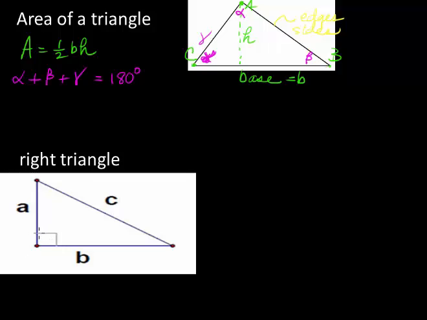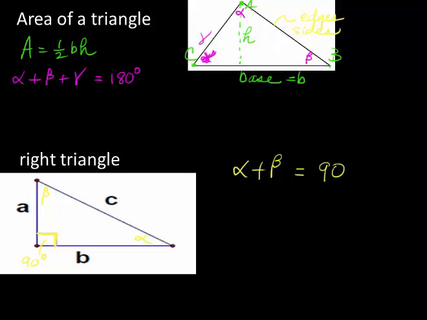Now, a right triangle has one angle that is 90 degrees. That's what it means to be a right triangle. This is 90 degrees. So if I call the smallest angle alpha and the next one beta, we know that if this angle here is 90 degrees in a right triangle, then alpha plus beta must be equal to 90, because the sum of the three angles is 180.